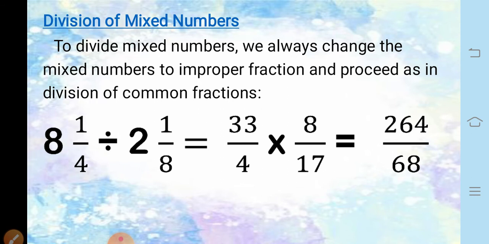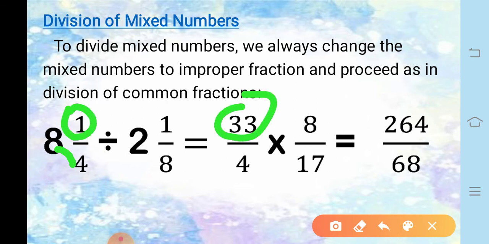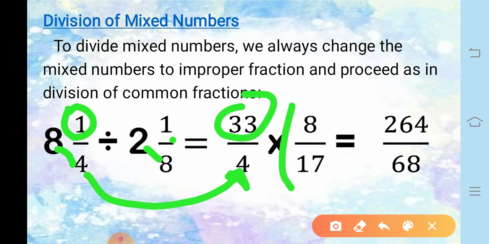Division of mixed numbers. To divide mixed numbers, we always change the mixed numbers into improper fractions and proceed as in division of common fractions. So 8 and 1/4 divided by 2 and 1 over 8. First we will have to change these mixed numbers into improper fractions. So 8 times 4 is equal to 32 plus the numerator which is 1. So we get 33 over 4, which is the denominator. And then the same process, 2 times 8 is equal to 16 plus 1. So we get 17 over 8. But we will have to use its reciprocal which is 8 over 17.